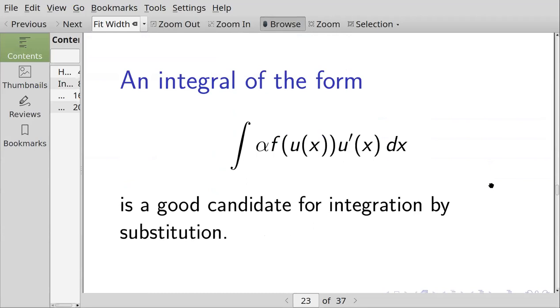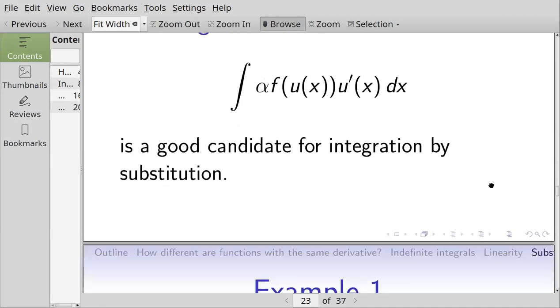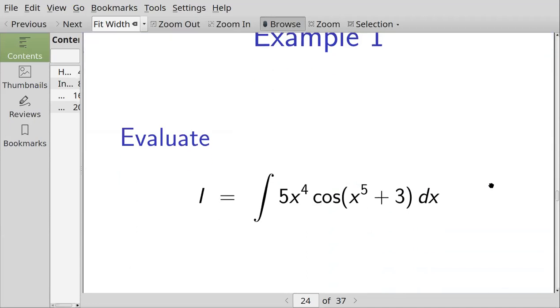An integral that looks like this. Some constant multiples don't really matter. And you see, if you've got an f of u and you've got the derivative of u in the integrand, then integration by substitution might work. Okay? So let's take a look at an example.